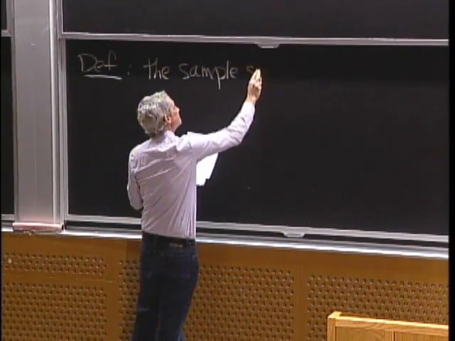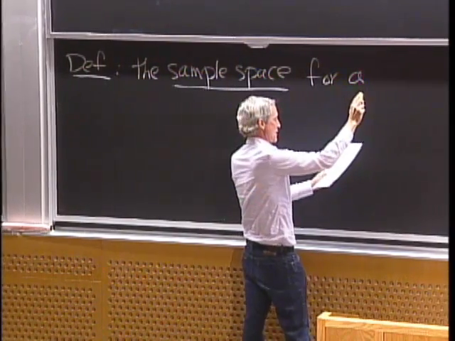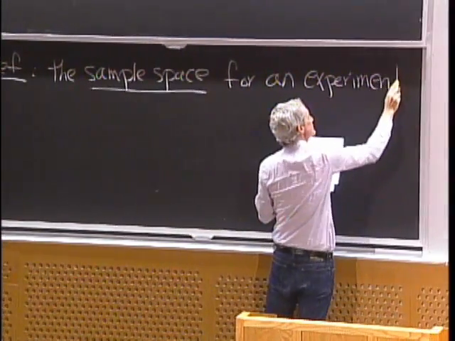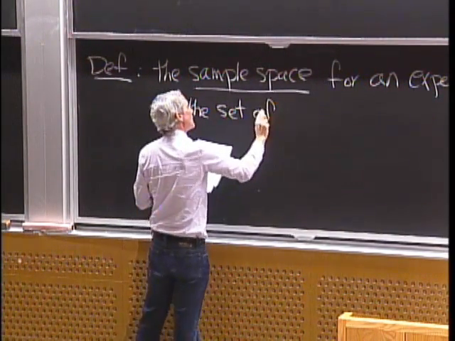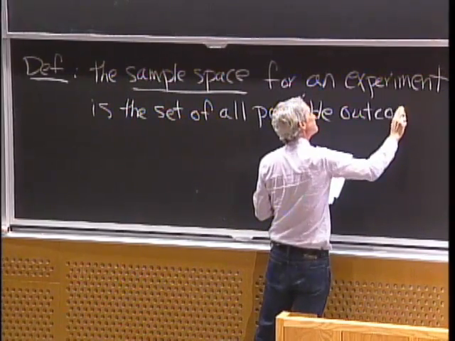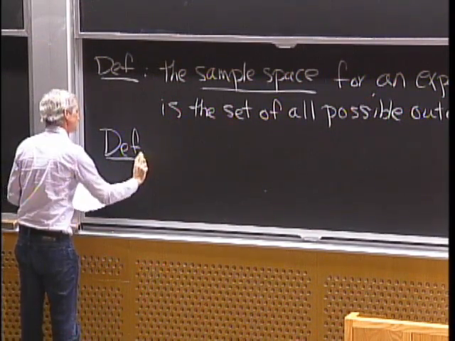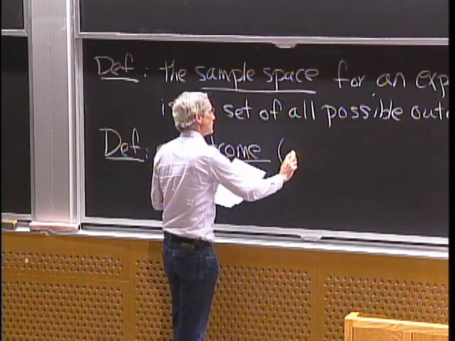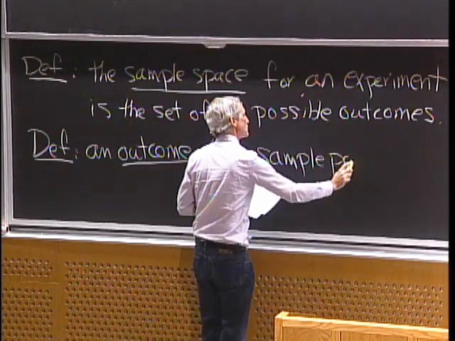The sample space for an experiment or probability game, you can treat this Monty Hall game as an experiment, is simply the set of all possible outcomes, things that could happen. In fact, let me define an outcome, also known as an atomic event or a sample point. An outcome, also known as a sample point, we'll use those terms interchangeably.